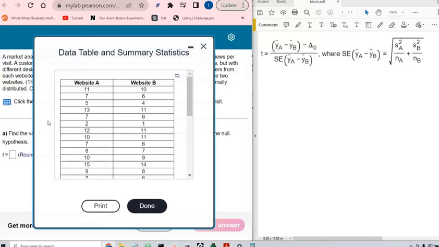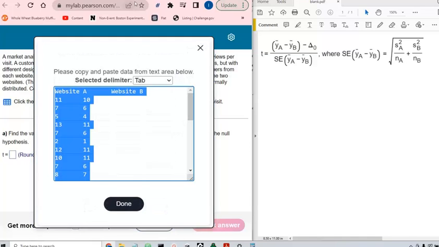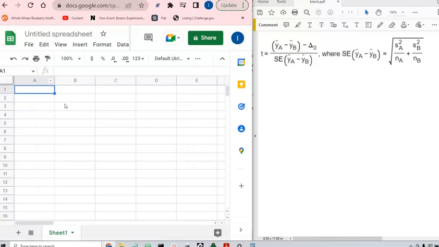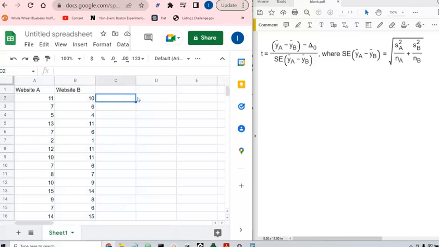So we'll click on this data set. I'm going to click this thing on the top to copy it, and then you can go to Excel. Oops, I've got to finish copying it. And then you can go to Excel or Google Sheets, and then we need the mean of A, the mean of B, and then the standard deviation of A and the standard deviation of B.